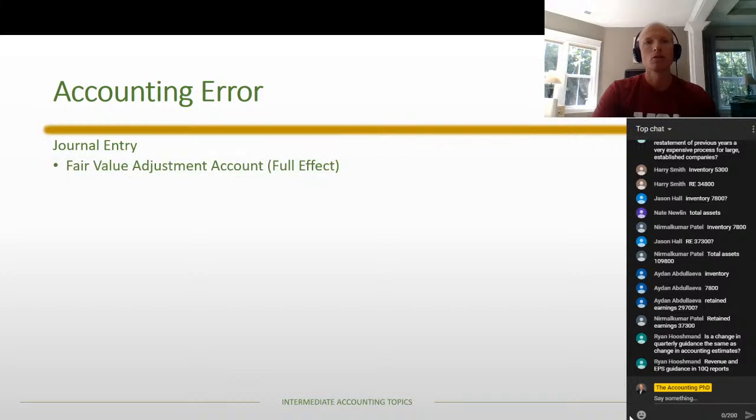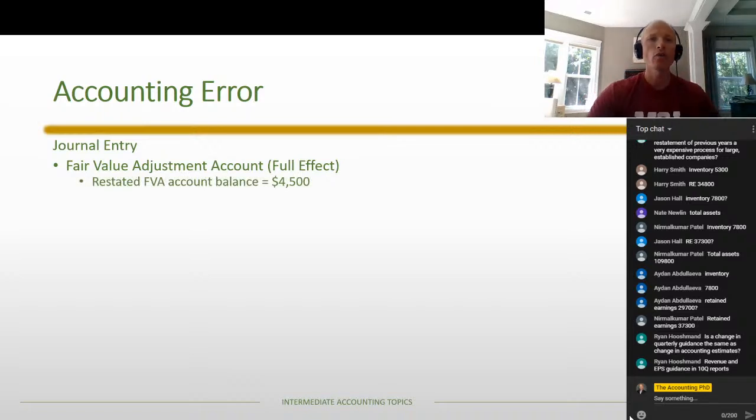All right. Journal entry. So let's talk about the fair value adjustment account, because that's going to capture the full effect of what's going on. So we have this fair value adjustment account, and we're going to talk about three things. We're going to talk about the full effect, we're going to talk about the tax effect, and we're going to talk about the after-tax effect. And so when we talk about the full effect, the underlying asset or liability, that's where the full effect is going to show up. In this case, as part of our fair value adjustment account. That's where the full effect is going to show up.